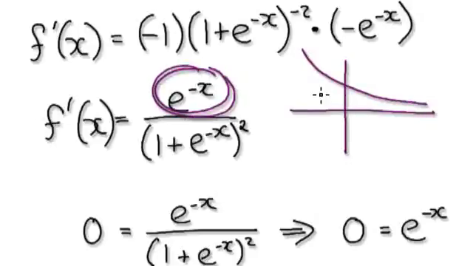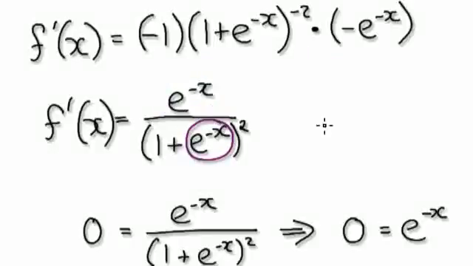You can see that this bit here is always in a positive realm, always above zero. Then when you add 1, it's going to remain above 0, and when you square it, it will remain positive. So basically, this whole thing here will always be positive.